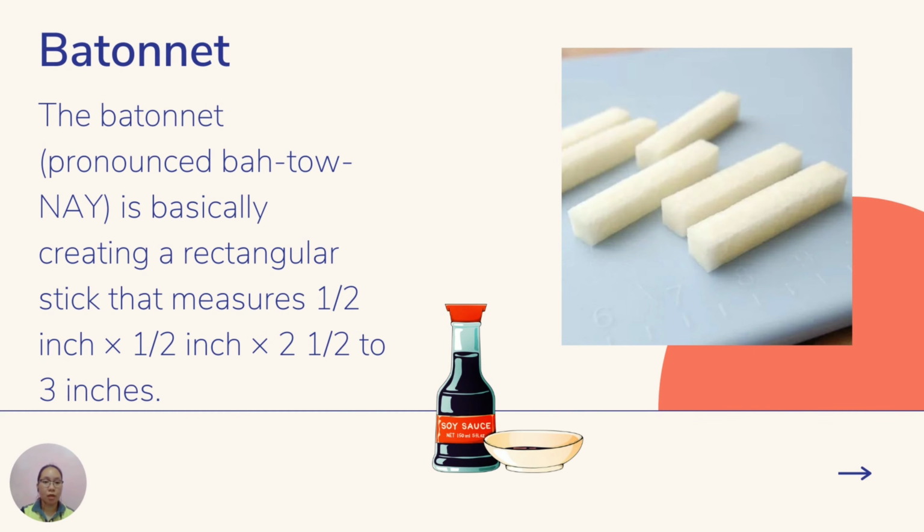Next, we have the bâtonnet. Basically, it creates a rectangular stick that measures 1/2 inch by 1/2 inch by 2 1/2 to 3 inches. This is also the starting point for another cut, which is the medium dice.